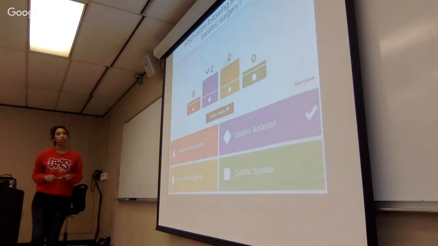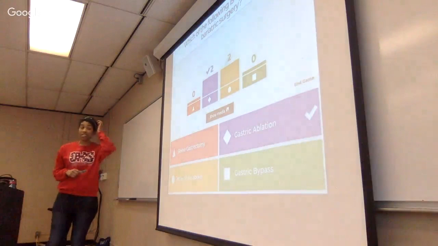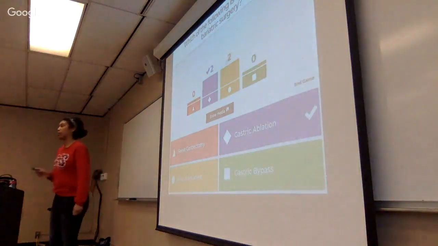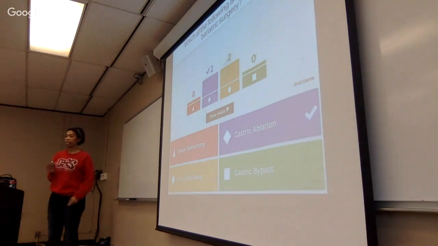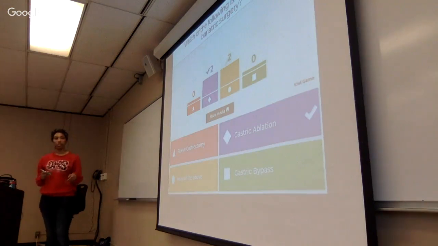All right, so gastric ablation is not a type. We have sleeve. Can you explain to me what the sleeve gastrectomy is? It's not just taking out a portion of the stomach. Right. Taking out a portion of the stomach. What about gastric bypass?